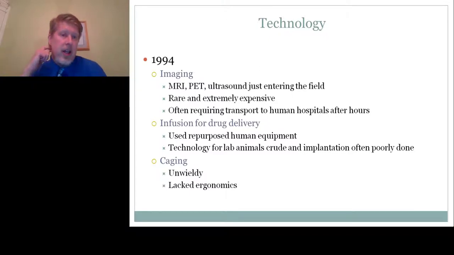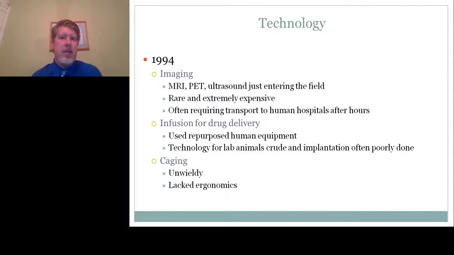So what about technology? Well, let's just talk about imaging. They were just getting into the field, and they were enormously expensive and rare. And usually they were in human hospitals because you did not have them in a lab animal situation.